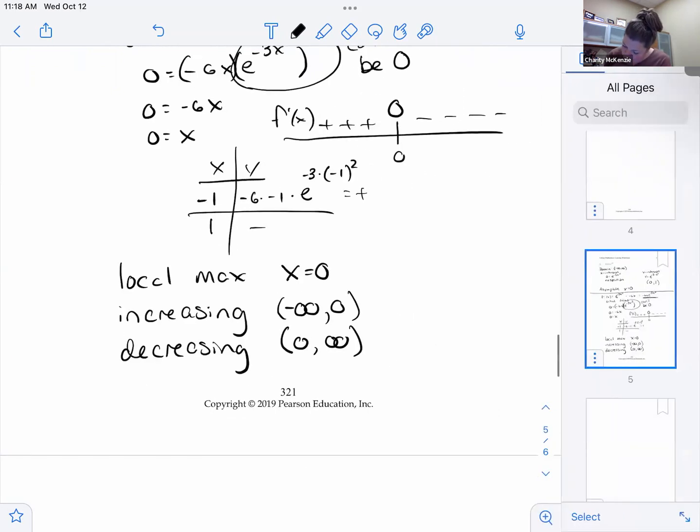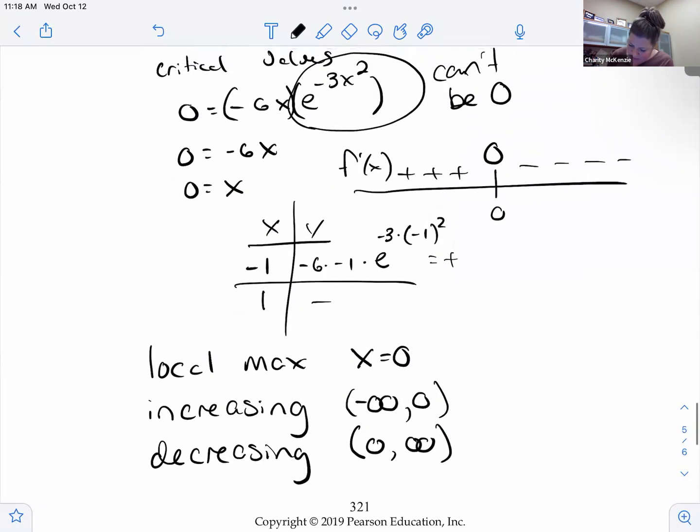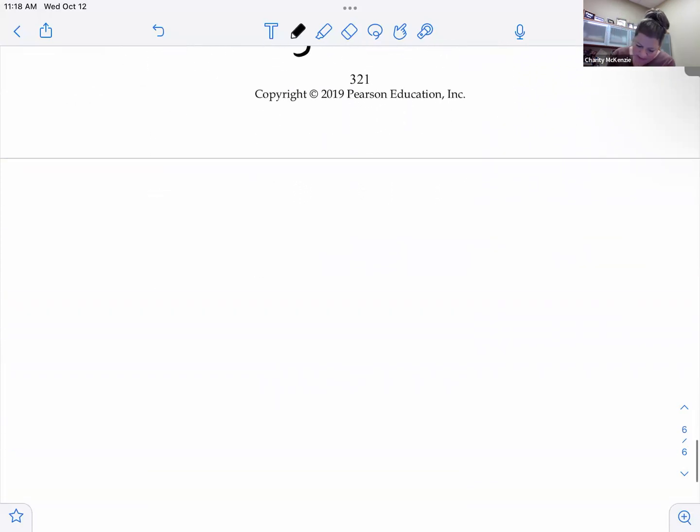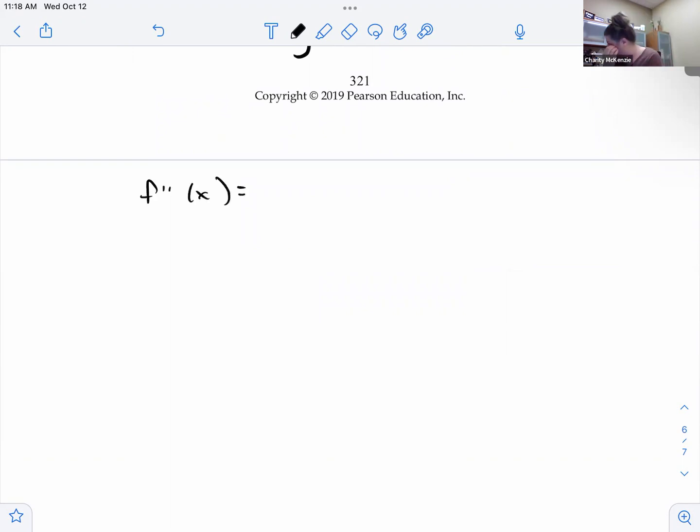I got to add another little page on here. Add a page. So second derivative, I got to look at that first derivative. So we got to look at that piece, right, of x is going to be a quotient or a product rule because you have a negative 6x times an e part. Maybe I'll just write that here so we can kind of see it. It was negative 6x e to the negative 3x squared.